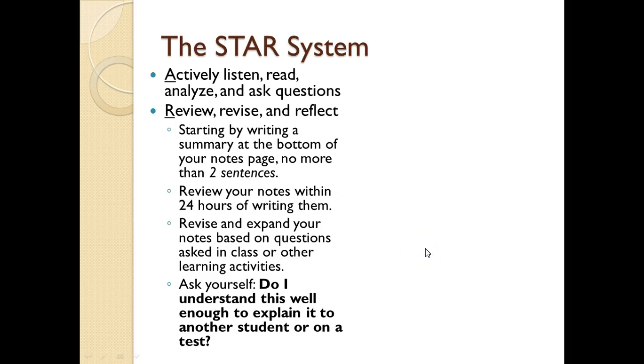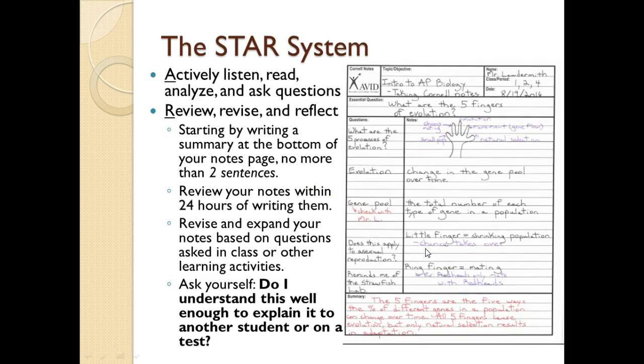So let me show you the summary that I wrote after watching the entire video. I said, the 5 fingers are the 5 ways the percent of different genes in a population can change over time. All 5 fingers cause evolution, but only natural selection results in adaptation. To me, that seemed like the key central concept of this particular video. I could share that in class, I could talk about it with other students or my teacher. Maybe they got a different message from the video that's worth talking about.